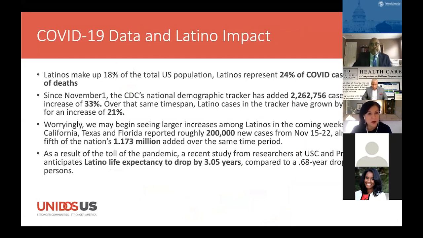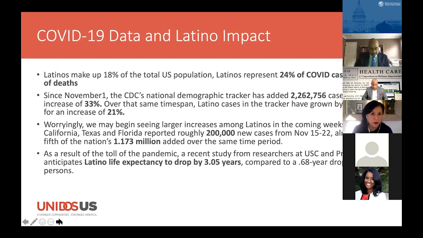We know we're walking into a number of different dark days, but we also know that there is a light at the end of the tunnel. But there are some really stark realities within the data, including the toll of the pandemic, in terms of a recent study by USC and Princeton that anticipates the Latino life expectancy to drop by 3 years compared to 0.68 years for white persons. So this is an instrumental impact not only on the well-being of our communities, but really in terms of how we can get over a lot of the mountains and fires and be able to reimagine a better future for ourselves.